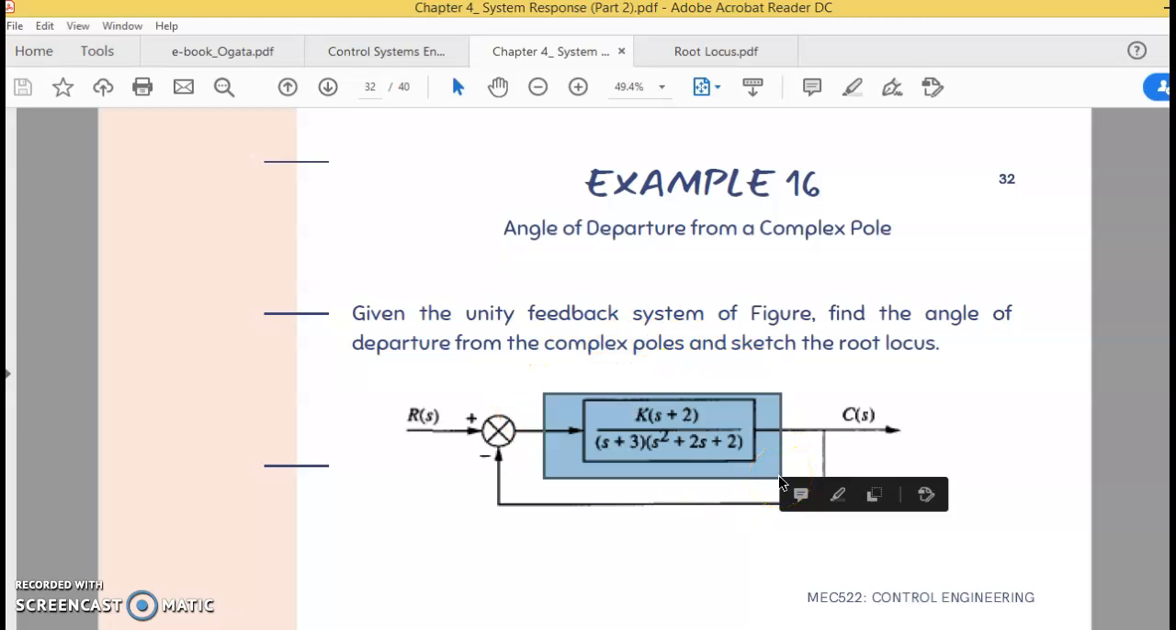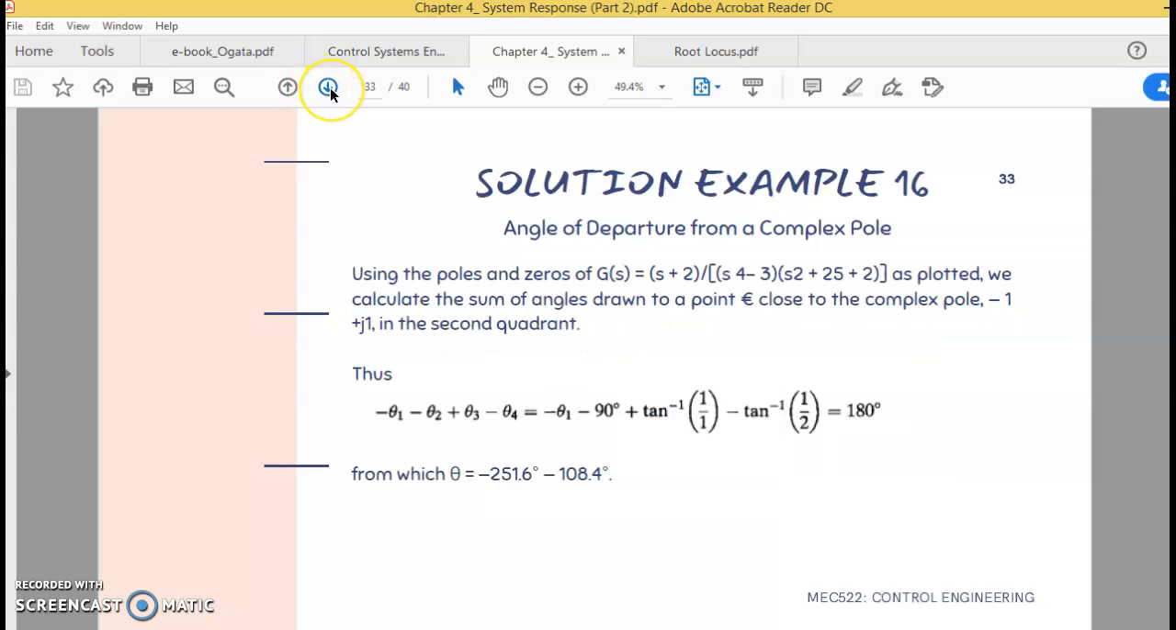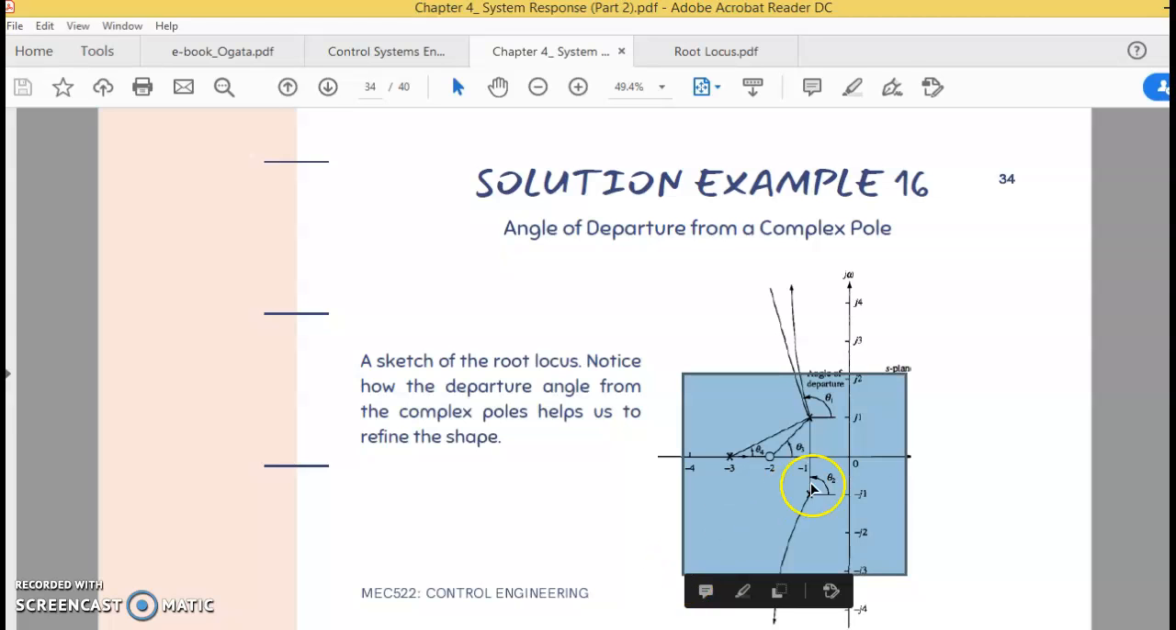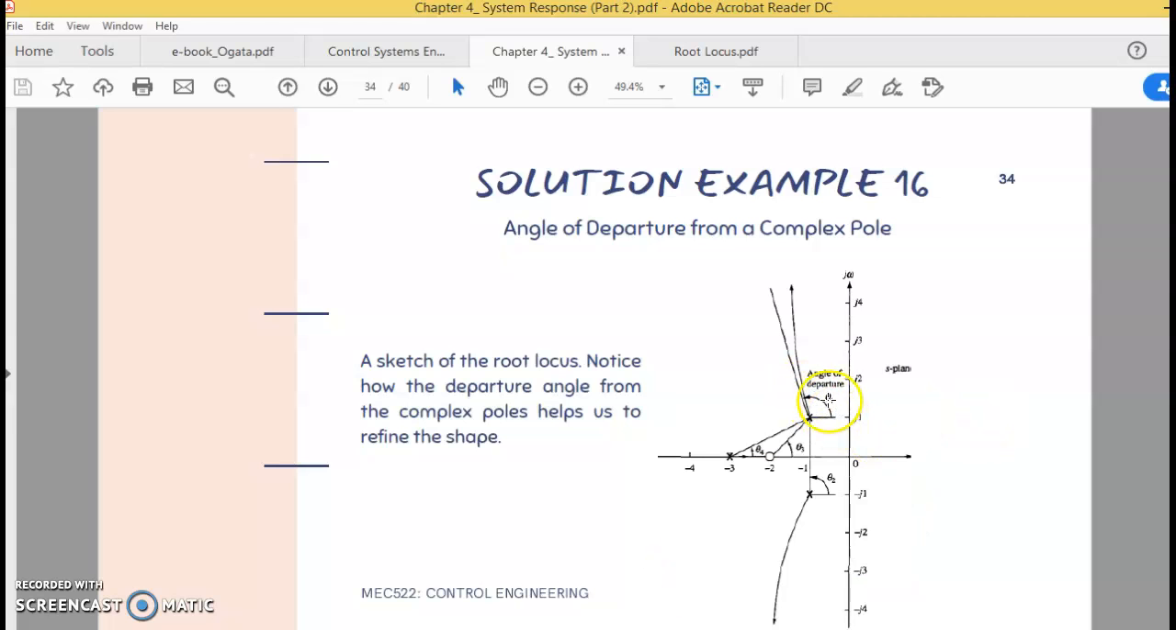So you can see here, you ada 1 zero, and this one is a real zero, and then this one 3 poles, and 1 is a real pole, and 2 is a complex pole. Paling senang, you draw dulu dia punya this one, and then you akan nampak lah dengan dia punya theta. Theta 1, theta 2, theta 3, theta 4.